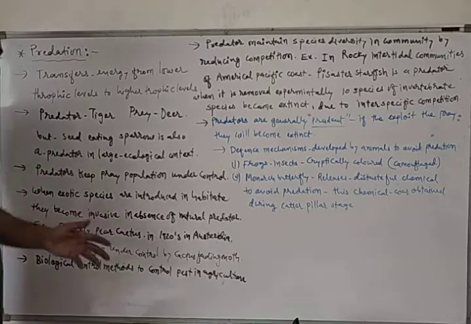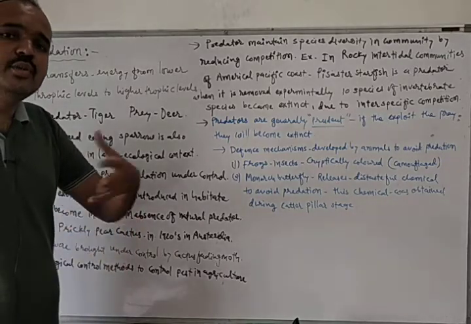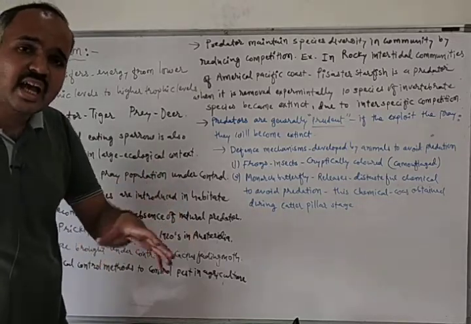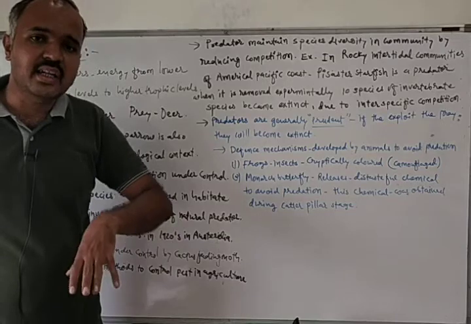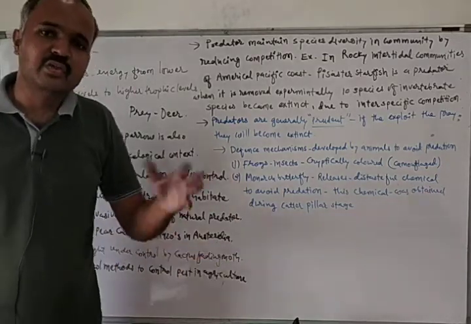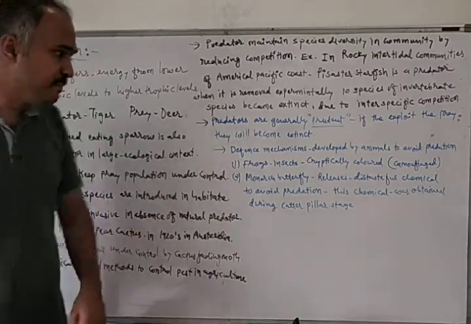In this manner, predation is a conduit of energy, or predators are conduits of energy. Predators are conduits of energy because they conduct energy from lower trophic level to higher trophic level.